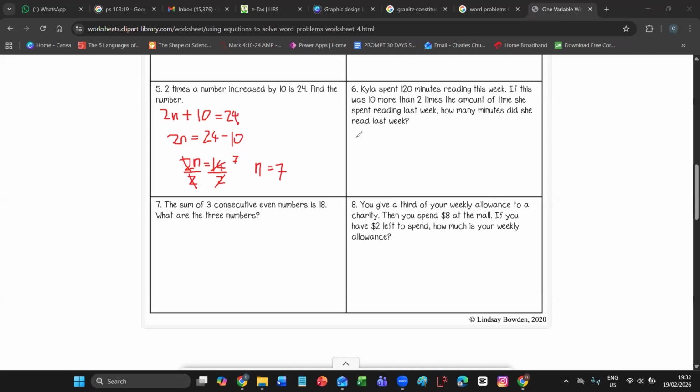I don't know. Just look at it carefully. It says this was more than two times 10, this was 10 more than two times the amount of time she spent reading last week. Is it quadratic? No, it's still linear. All these equations are linear.